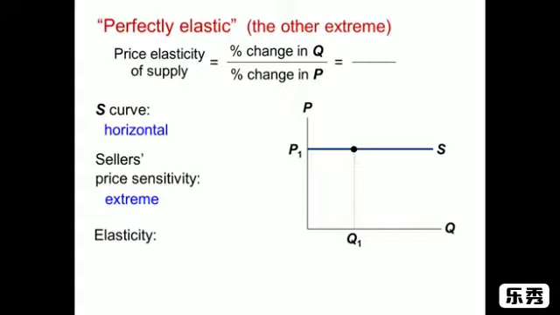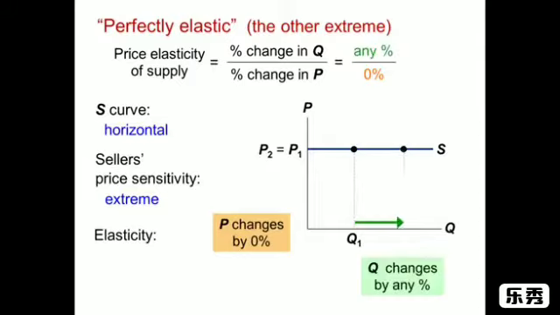Finally, we have perfectly elastic supply, which is a horizontal line. No matter what happens to quantity supplied, price stays the same. So quantity supplied can be Q1 or Q2, but price is still the same. So elasticity is undefined or infinite.